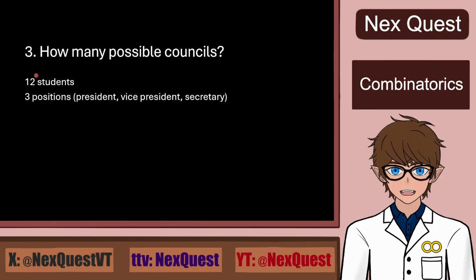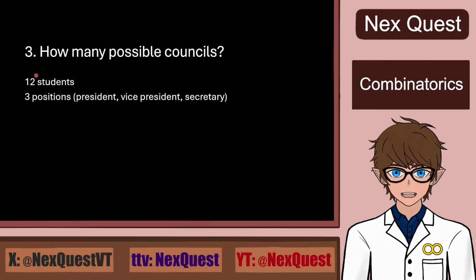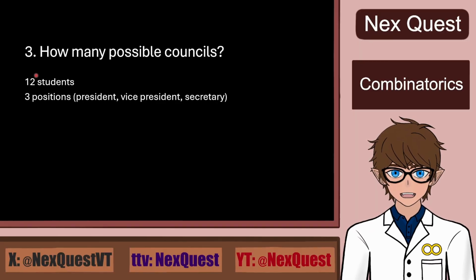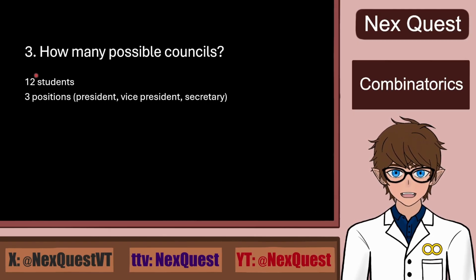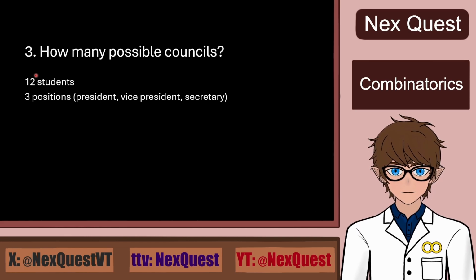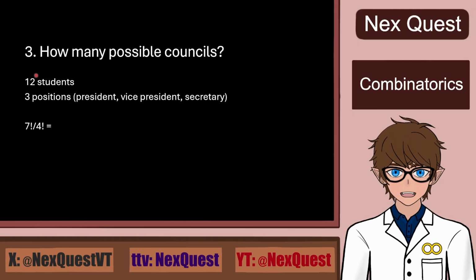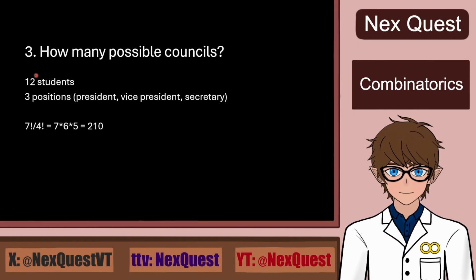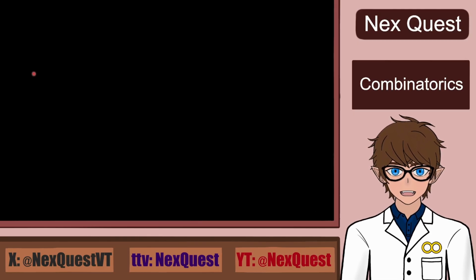And for our last task, we need to know how many different student councils can be made from 12 students if a council has 3 roles, 1 for each member. Since the order of the students matters here, we use permutations, so the factorial of all students divided by the factorial of the students that aren't in the council, to get rid of the orders where the students don't participate. Now we can cross out 4 factorial on both sides and we're left with 7 times 6 times 5, which is 210 possible councils.